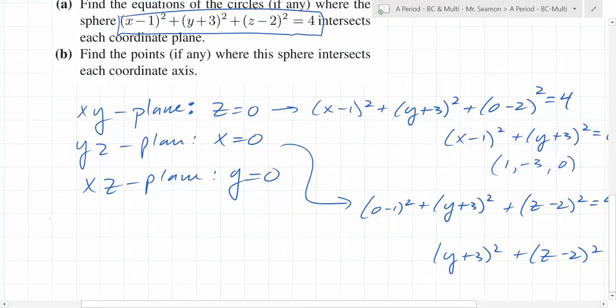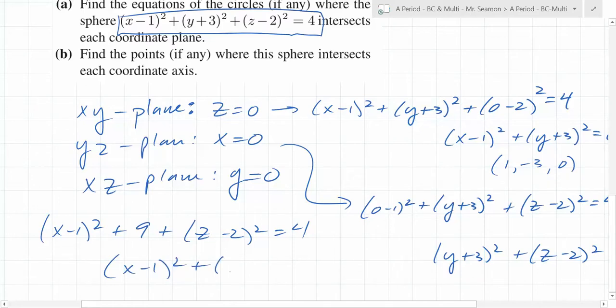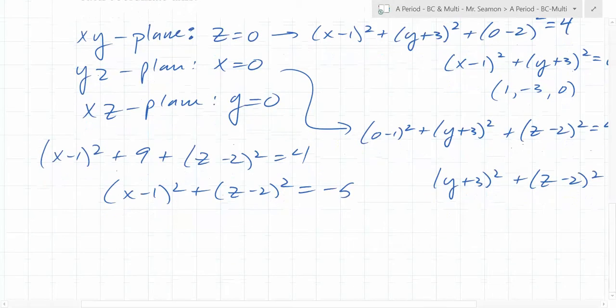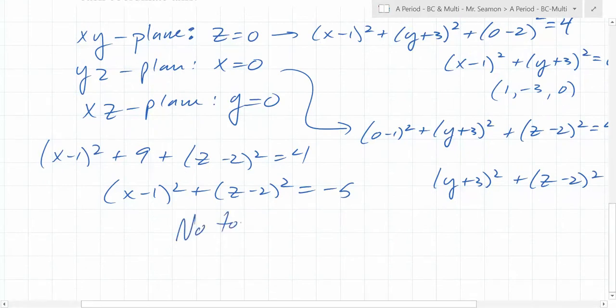Okay, let's do it then. So that's when y is equal to 0. So we get (x minus 1) squared plus 9 plus (z minus 2) squared equals 4. So what's the problem here? You have a negative number. It doesn't touch, because a positive plus a positive isn't going to be negative. So no touching.